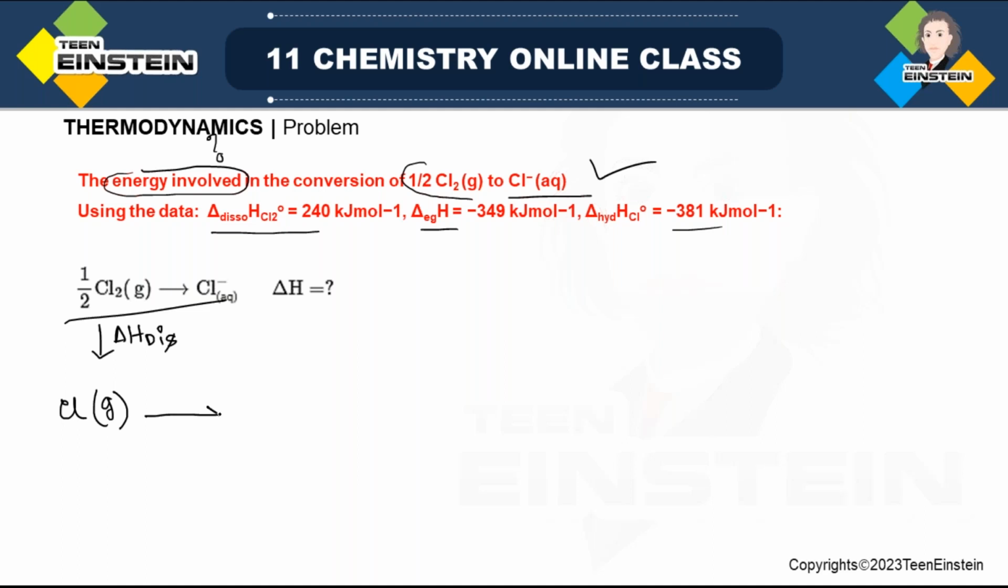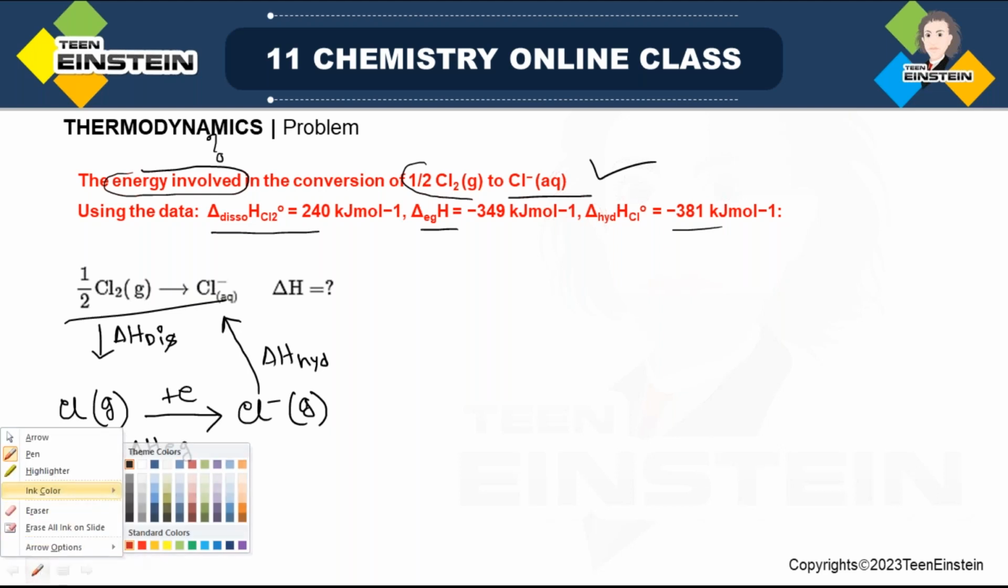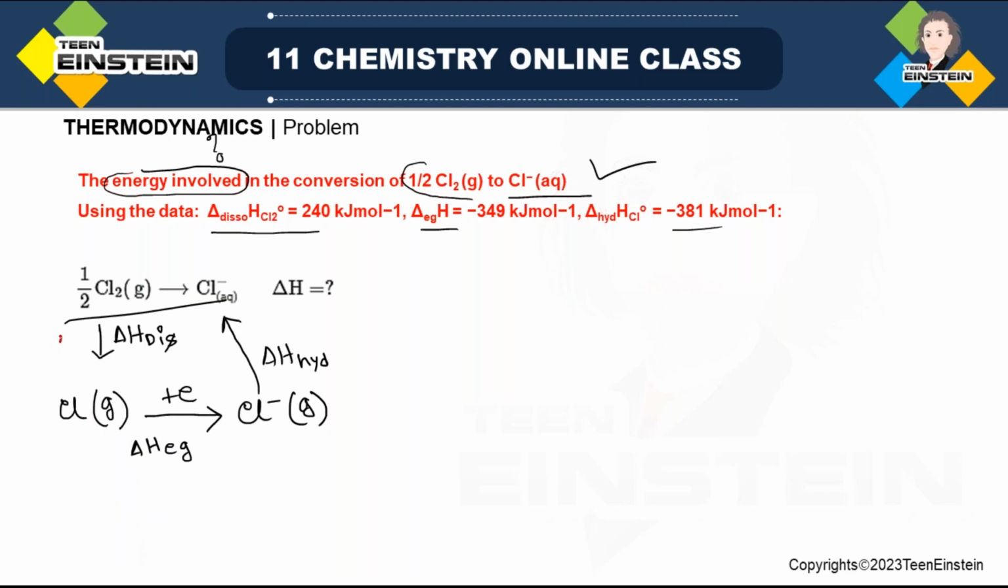The next process is that it will accept one electron and be converted to Cl minus gaseous. And finally, Cl minus gaseous to Cl minus aqueous. For this process, the enthalpy change is del H hydration. And this one is del H Eg, electron gain. So here we have a total of three processes. Suppose this is the enthalpy change for the first process, this is for the second, and this is for the third.